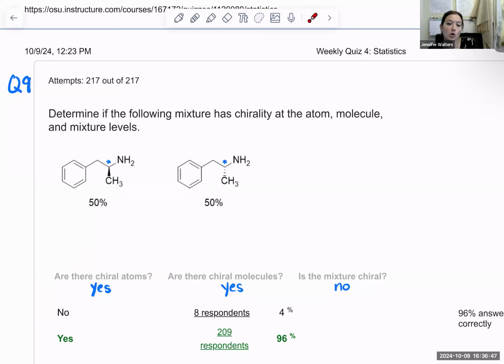The only exception to our chiral molecules would be meso, which is where you have the internal mirror plane. So that is not meso. There's only one chiral atom, there's no symmetry. That is a chiral molecule. Then the mixture is not chiral, because I have exactly a 1-to-1 ratio, 50% of one and 50% of the other, of the enantiomers. So that is racemic. So that is not chiral. That is an achiral mixture.